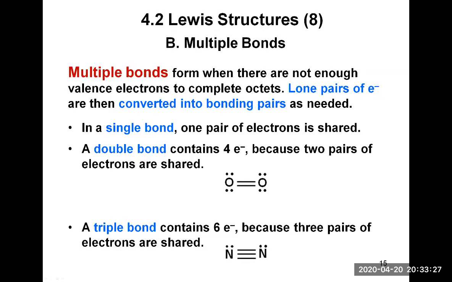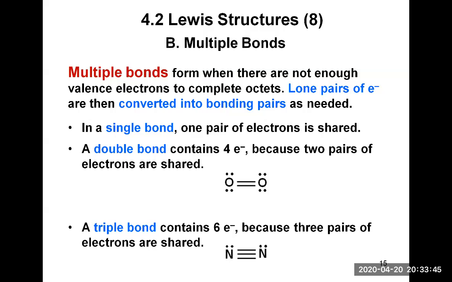So we draw this as 3 lines. Each line corresponds to 2 electrons. So 3 lines times 2 electrons each is 6 electrons shared between the 2 nitrogens in this example.